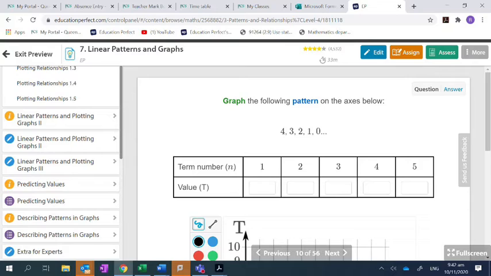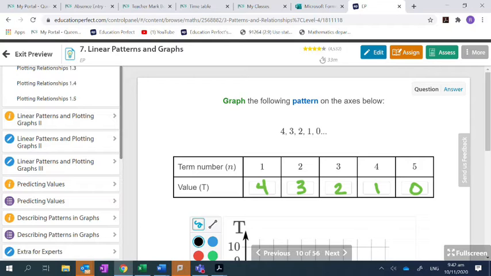Okay? So, graph the following pattern on the axes below. So we see our pattern, 4, 3, 2, 0, 1. So let's just do this one together. So the first term in this pattern is what, guys? 4. What's the second one? 3. Third? 2. 4th? 1. 5th? 0. Okay.